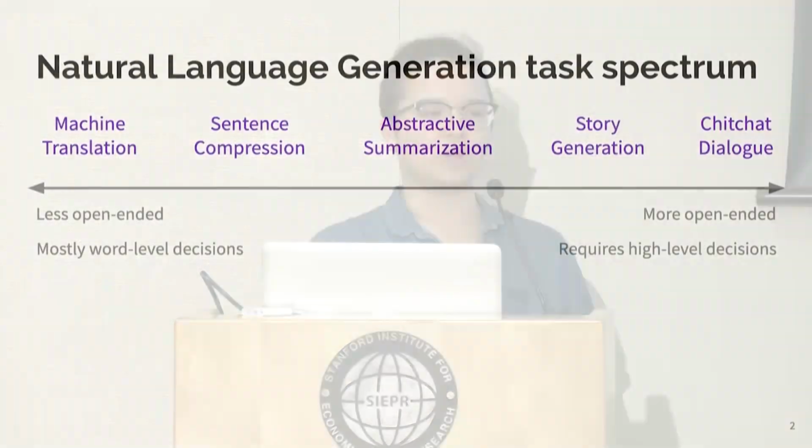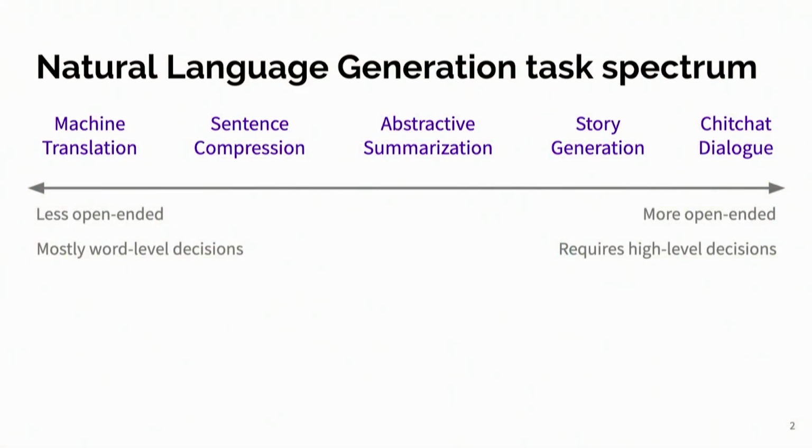You could also phrase this as saying that on the left, you have tasks which have more low-level, word-level decisions in order to solve the task. Whereas on the right, you really have to make a lot of high-level decisions to make a good choice. I know that machine translation does indeed have many high-level decisions, but if you do a word-by-word translation, you do have a working baseline. Whereas with story generation or chit-chat dialogue, to even have a working baseline, you have to make some high-level decisions about how you want to respond, what you want to talk about, or maybe where the story is going.